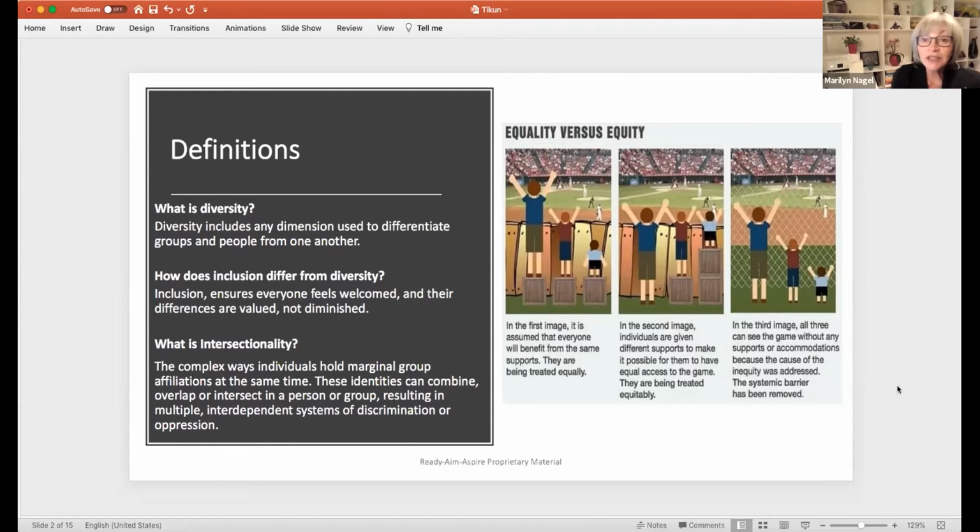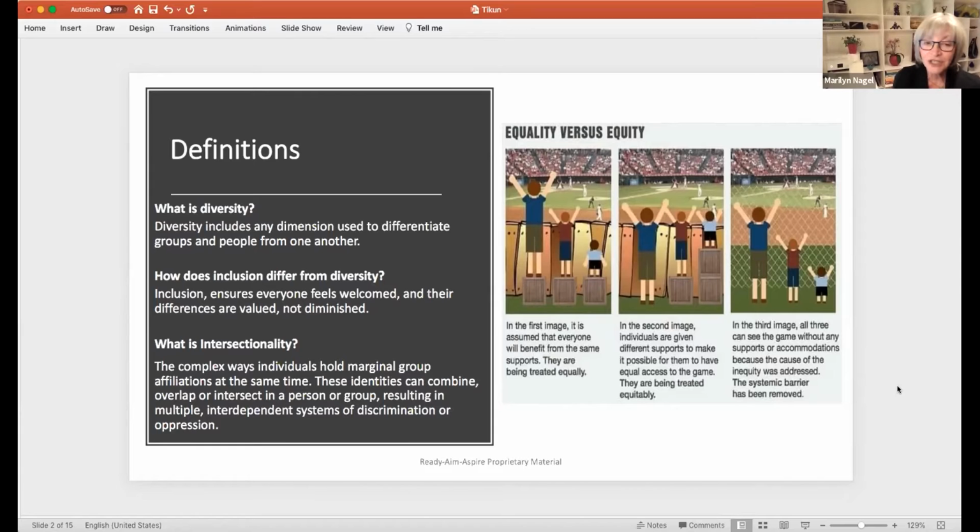How does inclusion differ from diversity? Often people talk about diversity as being asked to the party and inclusion as being asked to dance. But we use this definition: inclusion ensures everyone feels welcome and their differences aren't just acknowledged, but they're valued and not diminished.